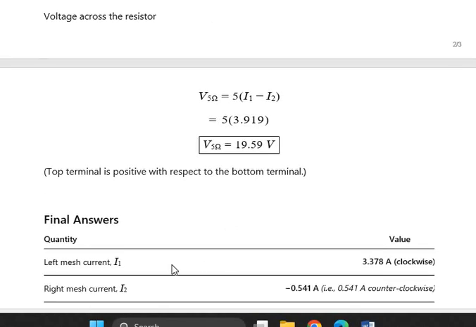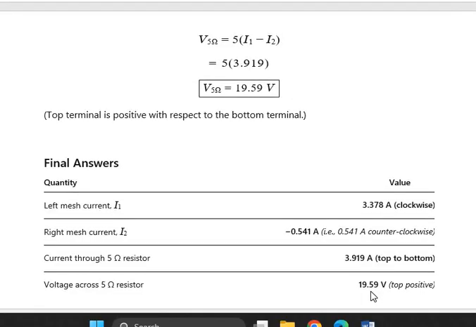So the final answer: the current I1 is 3.378 ampere clockwise. The right mesh current is minus 0.541 ampere, that is 0.541 ampere counterclockwise, opposite to the clockwise direction. Then the current through the 5 ohm resistor is 3.919 ampere, top to bottom. Then the voltage across the 5 ohm resistor is 19.59 volts.